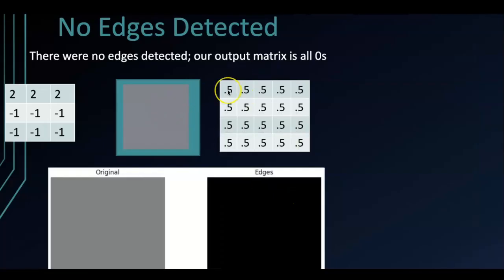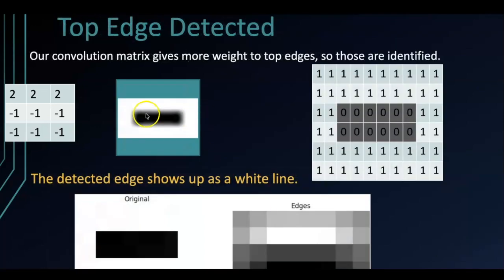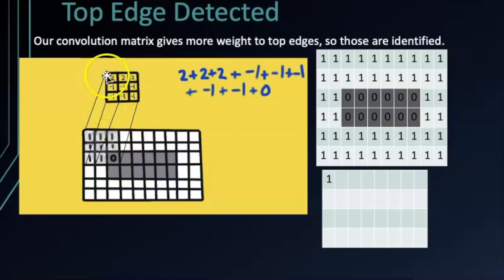If you had gray, you'd have 0.5. It's halfway in between black and white. It's still going to detect no edges. But what if you actually have an edge? So when we line up the convolution kernel with our left-hand top corner, we do the math, we're going to end up with the value of 1 instead of a 0, meaning there is an edge. We've got a little bit of something going on there.